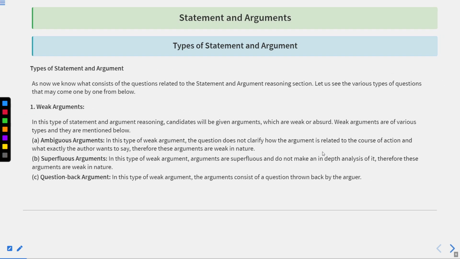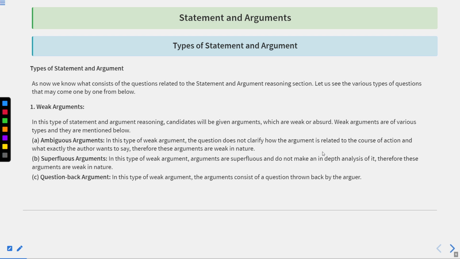Okay, so before we delve deep and try to understand how the questions will be, obviously some of the students might have this thing in their mind: sir, why are we discussing the theoretical portion of statements and arguments? Because we have never studied the theoretical portion. We have solved the questions, not only 1-2 questions, we have solved hundreds of questions.